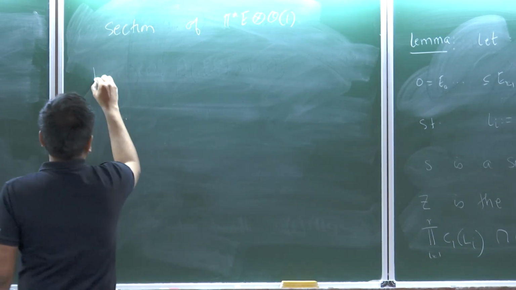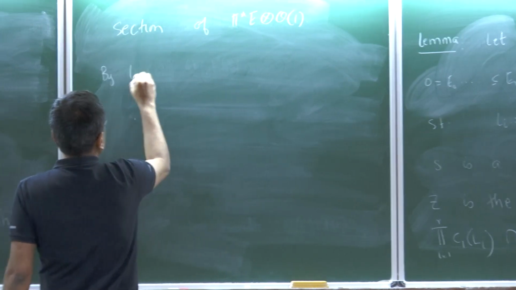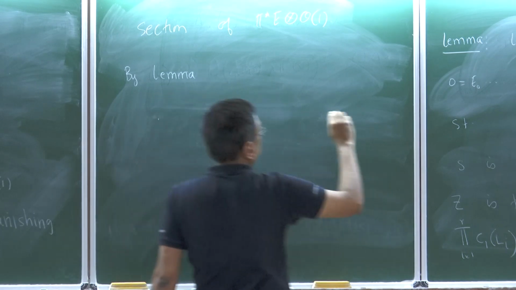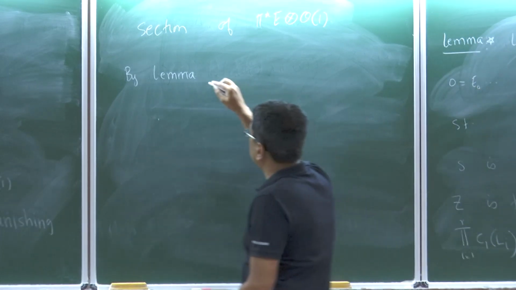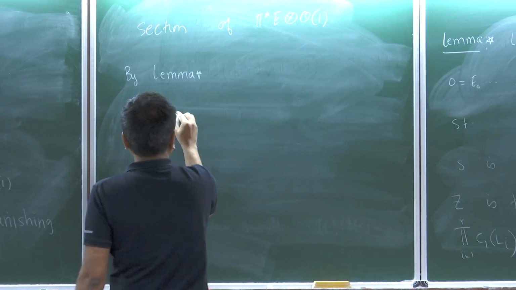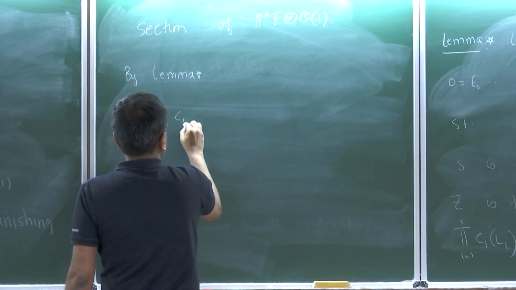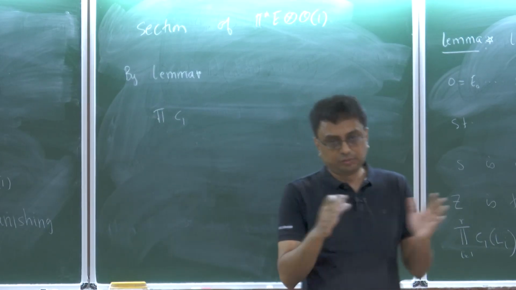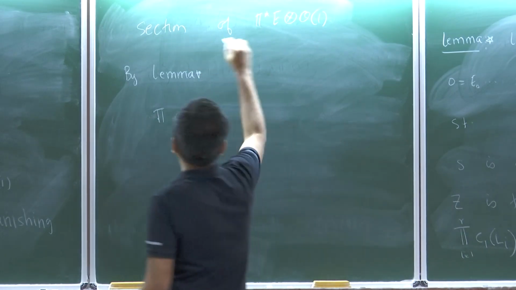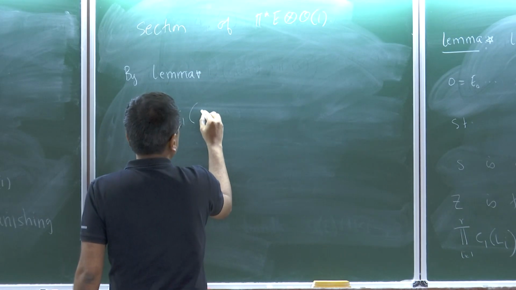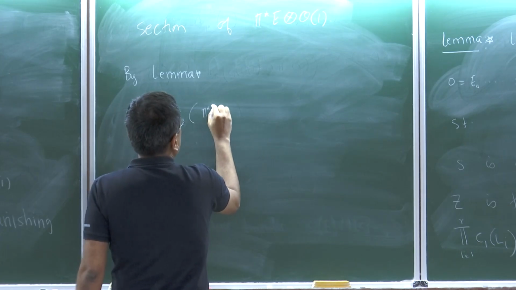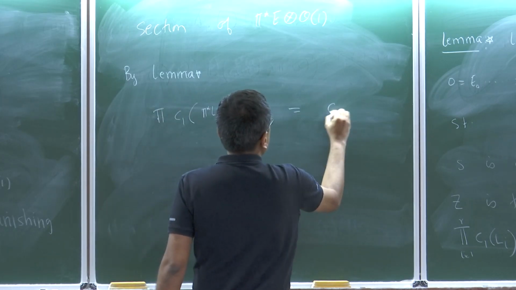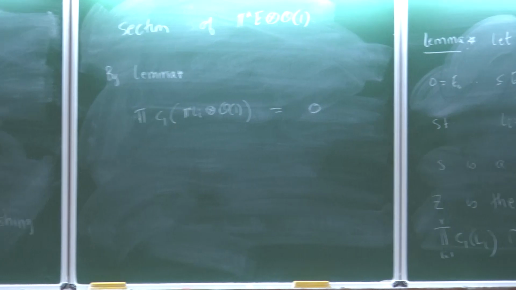So therefore, by this lemma, okay, let's give some names, star. So by lemma star, I know that the product of the first Chern classes of the line bundles which appear in the successive quotients is 0. But in this case, the successive quotient line bundles are pi upper star of Li tensor with O1. This is 0. This is by this lemma.